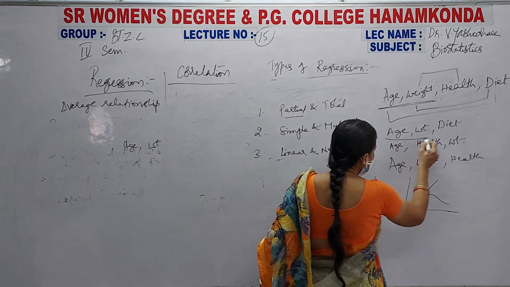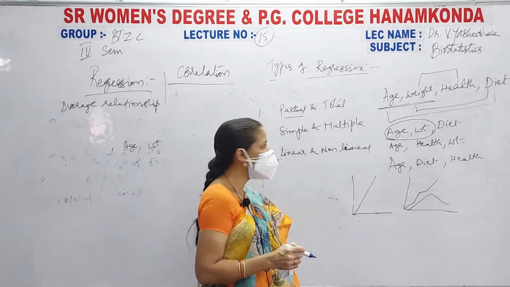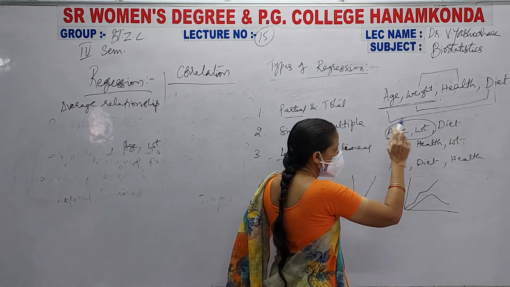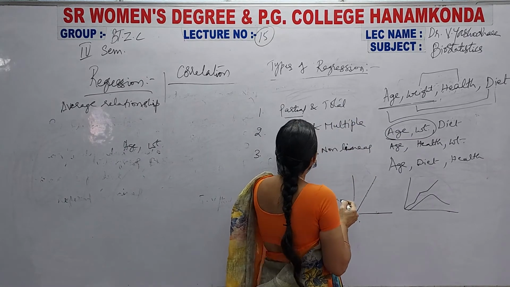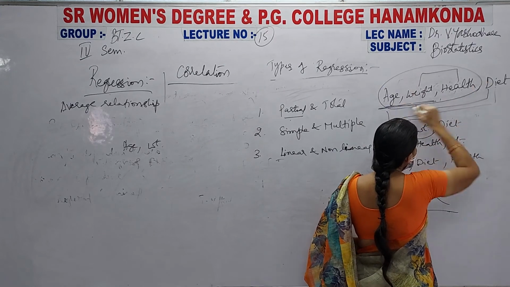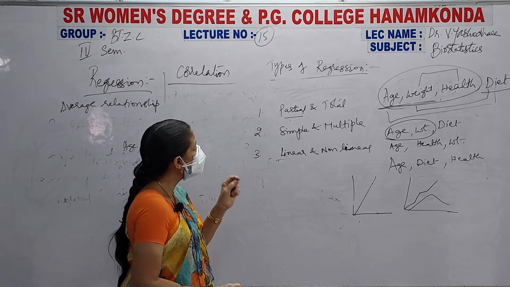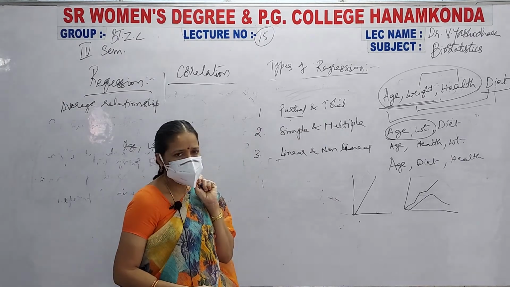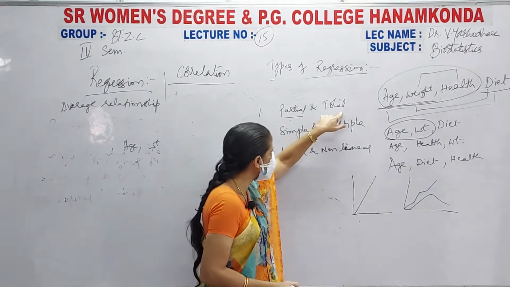You will be taking only 2, and you are talking about your weight. If you know the age, what should be the weight, you are checking with the help of regression. That is known as partial. But total means you are taking all of them, and you want to check this diet. That means you are taking all the factors into consideration, you are going for the regression calculation. That is known as total.